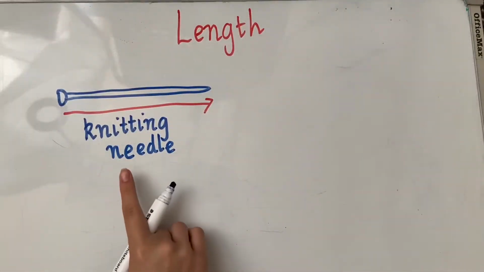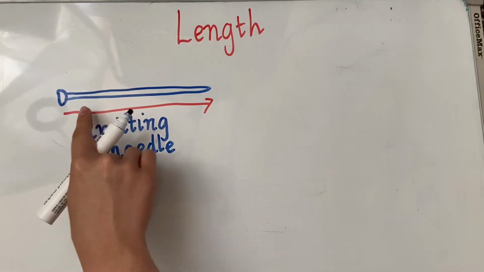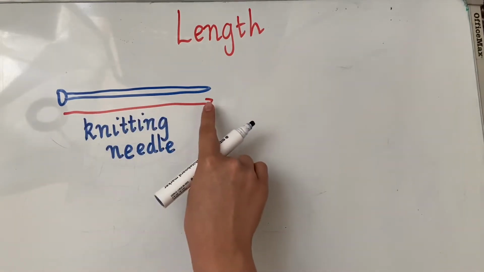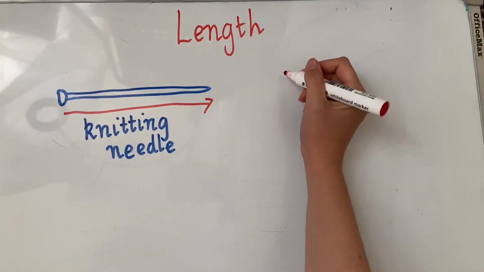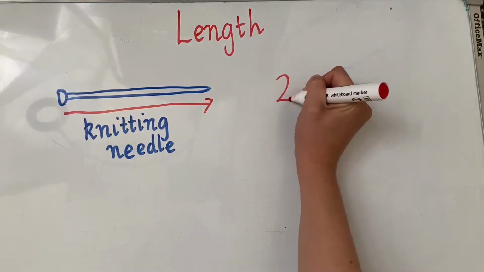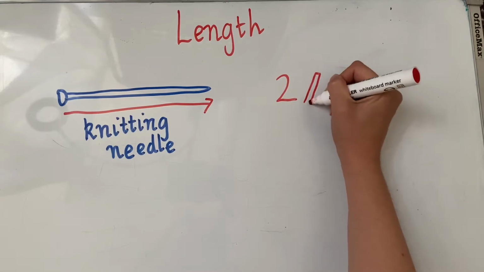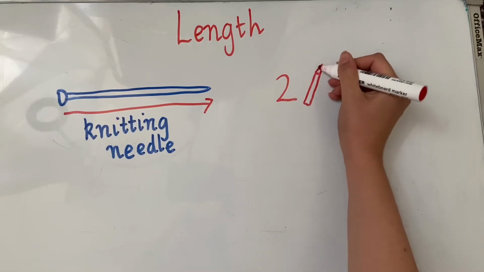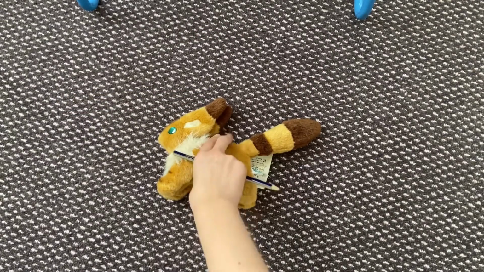I've drawn my knitting needle just here, and you can see the red line showing the length that I measured. The knitting needle was 2 pencils long.